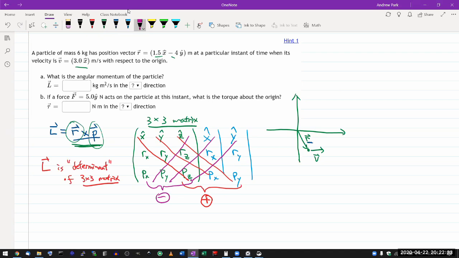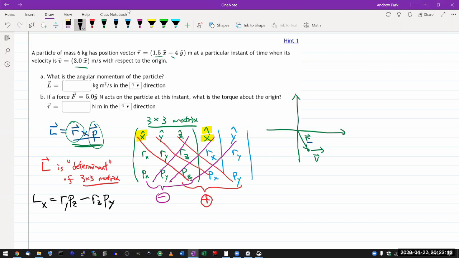So you have this whole complicated product we are building. As I'm building it, let me collect it by like terms, by terms that contain the same unit vector, so I know they go into the same component of this L vector. So L of X is going to come out of these two combinations: Ry Pz minus this combination here, Rz Py.